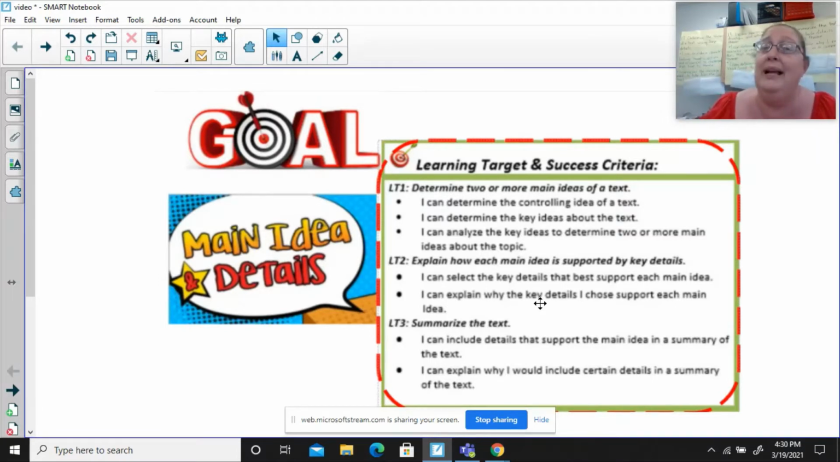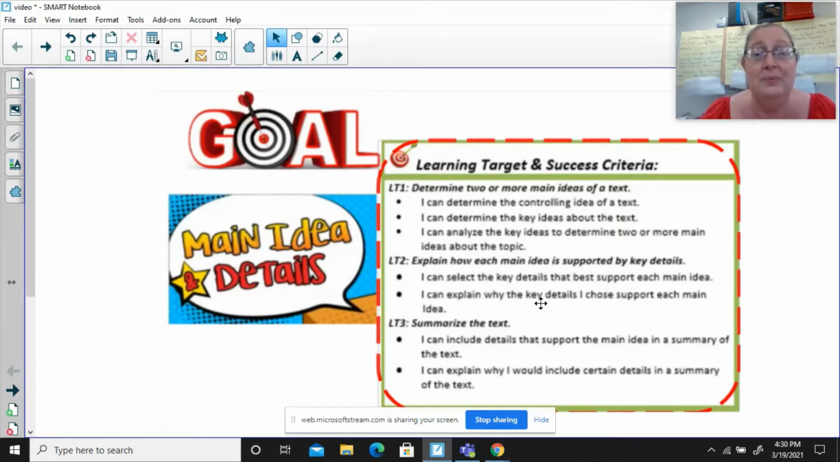Because when we are writing, 3rd, 4th, and 5th graders, you can tell your parents as well, when we're writing, we have to support our ideas. And that is what the key details are doing. And for 5th grade, we not only have to find the key details, but then we have to explain how that supports the main idea.